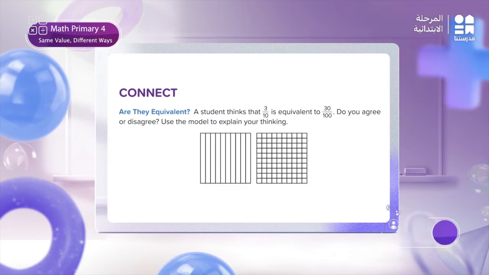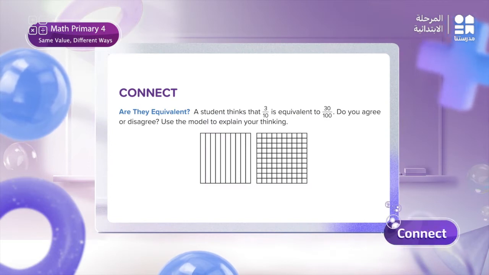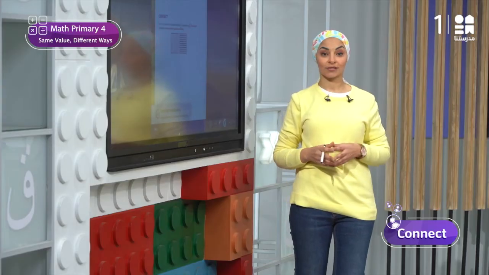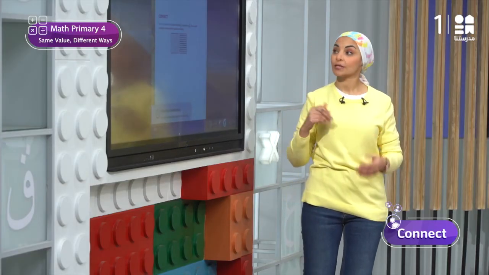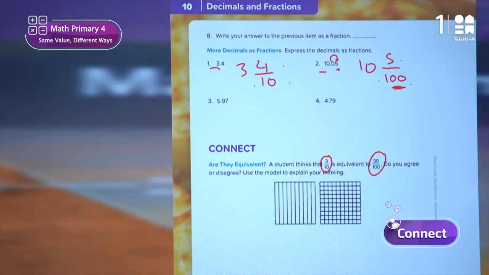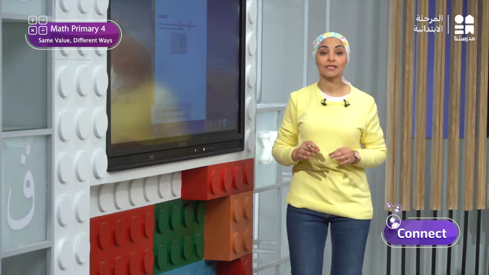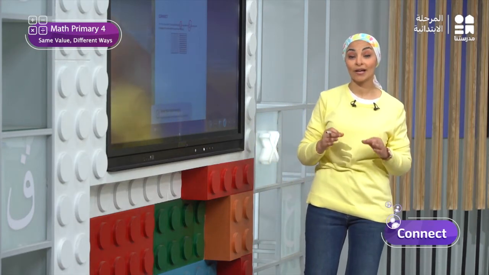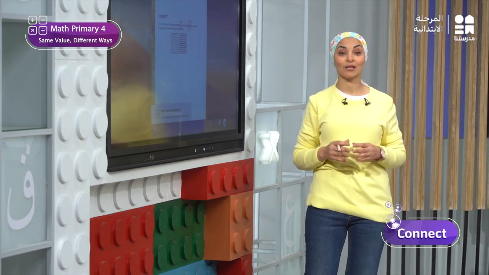And now let's go to the connect. On page 84, are they equivalent? This activity is about 2 fractions: 3 over 10 and 30 over 100. One of my students said that both fractions are equivalent. Do you agree or not? Do you agree with this statement or not?